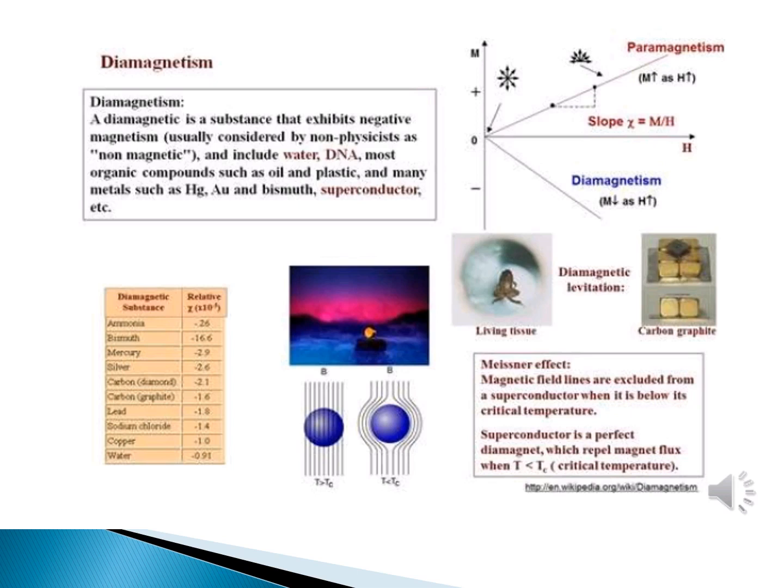Here is the definition of the Meissner effect. Magnetic field lines are excluded from a superconductor when it is below its critical temperature. A superconductor is a perfect diamagnet which repels magnetic flux when the absolute temperature is less than the critical temperature.